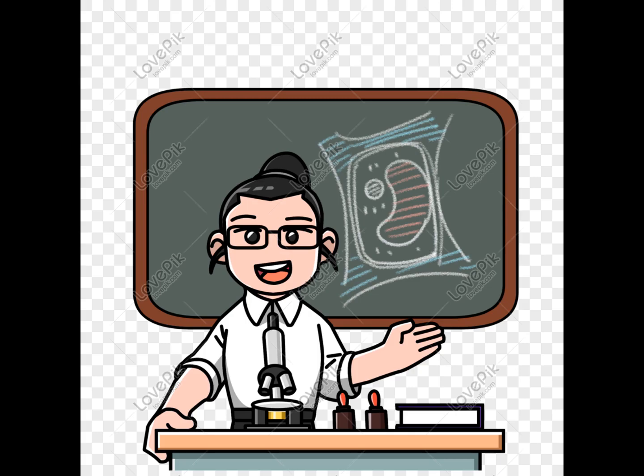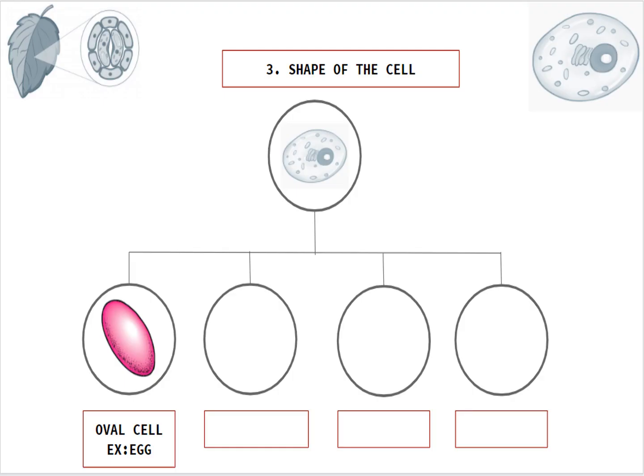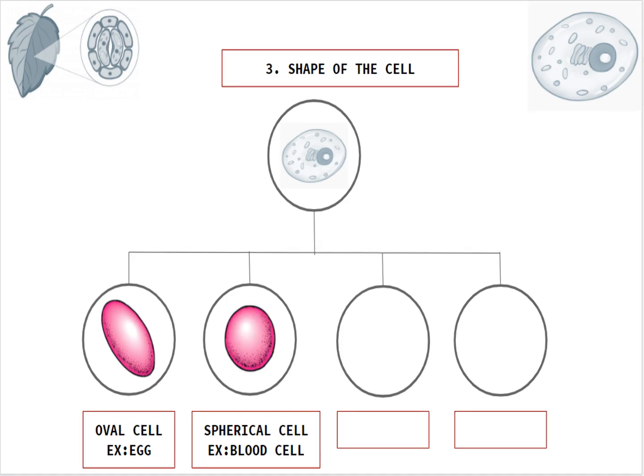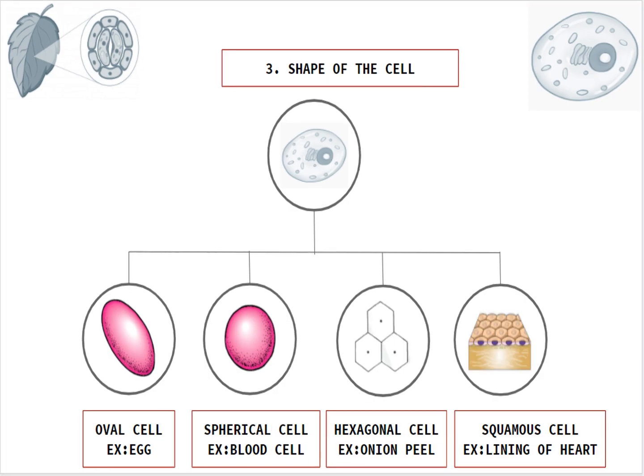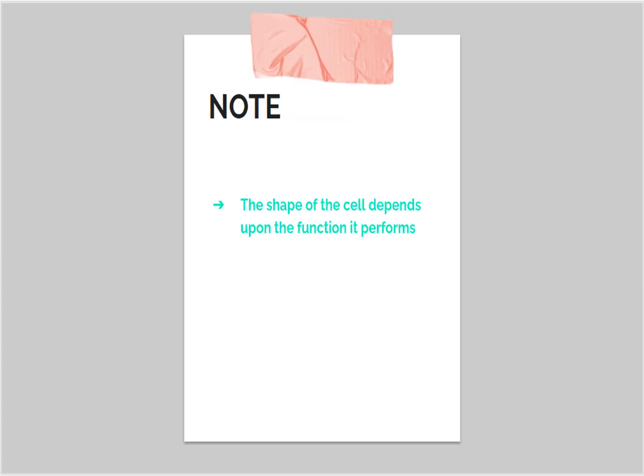But the fact is that living organisms' bodies are made up of different types of cells which are of different shapes and sizes. A cell may be oval, circular, then hexagonal, then squamous, and many more. The shape of the cell depends on the function it performs.